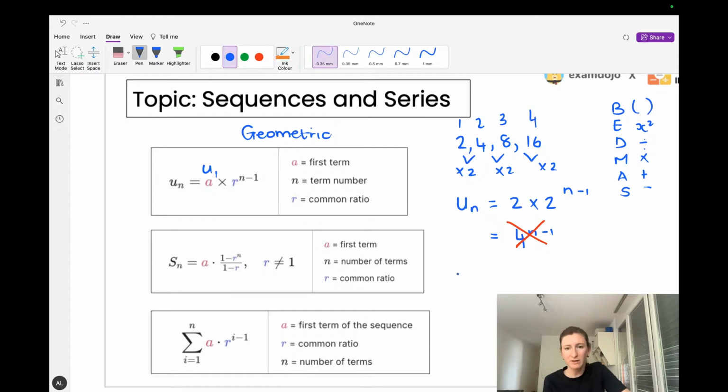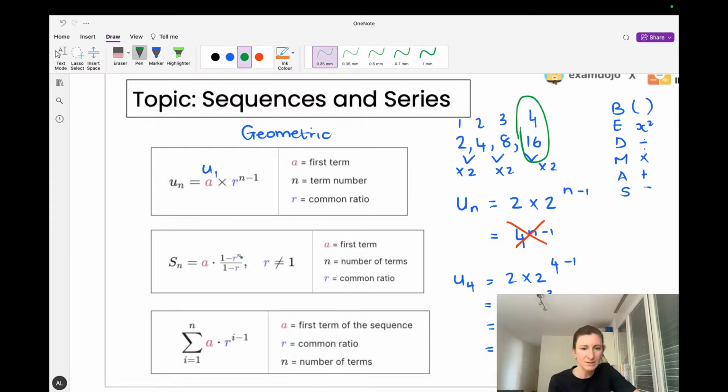Let's pretend we want to find u4 again. Well, I take 2 times 2, just using my formula. My n is 4, 4 minus 1. So let's simplify. 2 times 2 to the power of 3. Well, 2 to the power of 3 is 8. And 2 times 8 is 16. There we go. 16, we got it. It works.